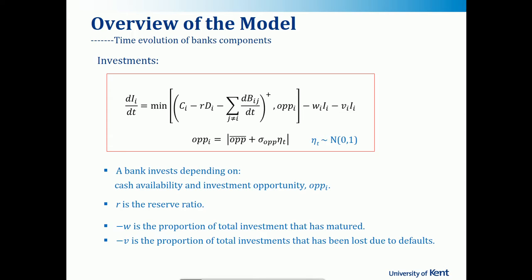Omega represents the proportion of the total investment that has matured, and V represents the proportion of total investment that has been lost due to default.